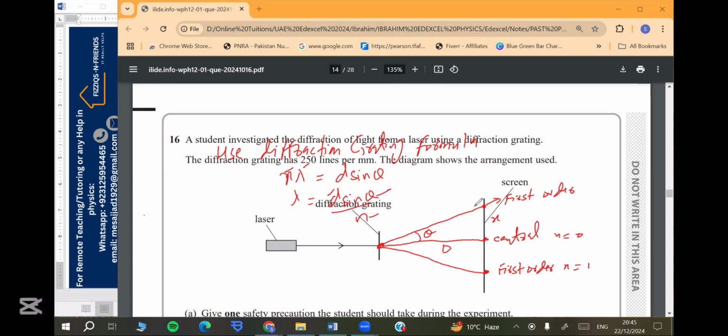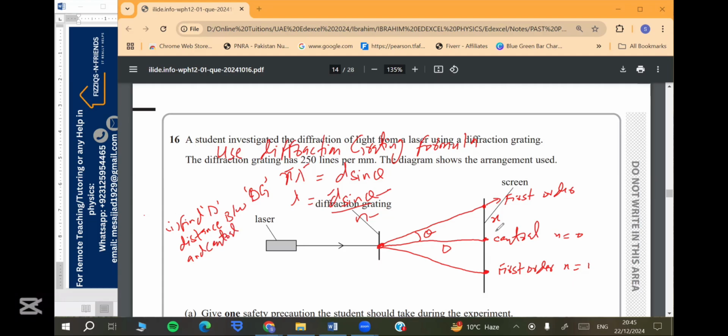So now, how will we write the answer? We will write: find d, which is the distance between the diffraction grating, I'm writing DG in short, you will have to write it in full, diffraction grating, and the central maximum.